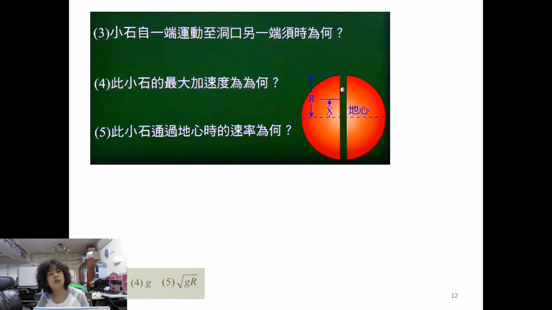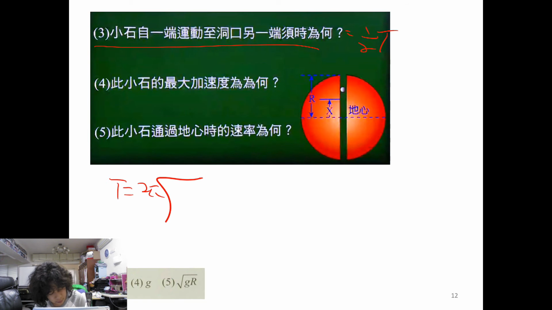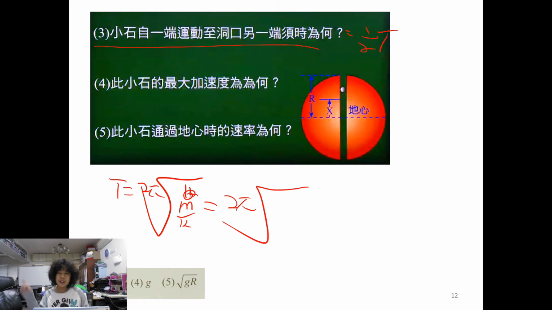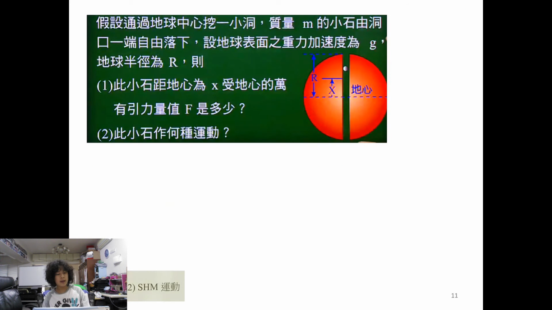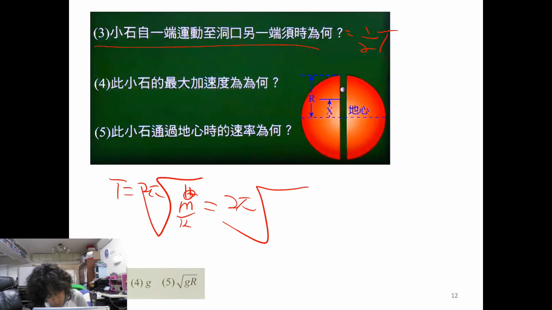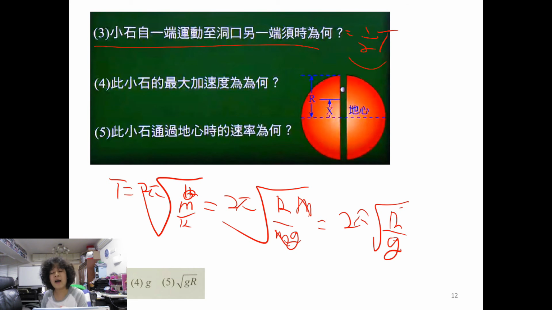So k equals mg divided by r. So what's the time? This time equals half T, and the T of SHM is 2 pi square root of m divided by k. Remember what I just said, how much is k? mg divided by r. So r divided by mg, times m, the m cancels, equals 2 pi square root of r divided by g. Now it's half T, which is just pi times square root of r divided by g.